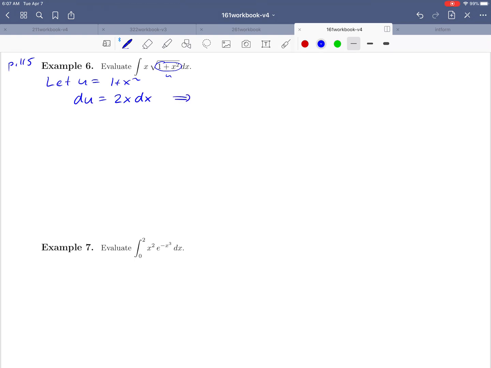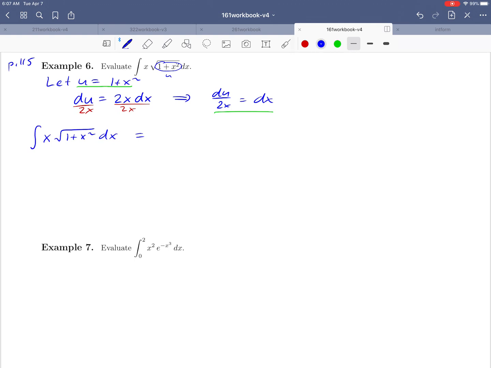Then like we did in example 5, we will algebraically solve for the dx by just dividing through by the 2x. So we get du over 2x equals dx. And again, the two calculations that interest us are what u is equal to and what dx is equal to. So we'll go back to the integral that we started with and see if we can rewrite it by substituting.